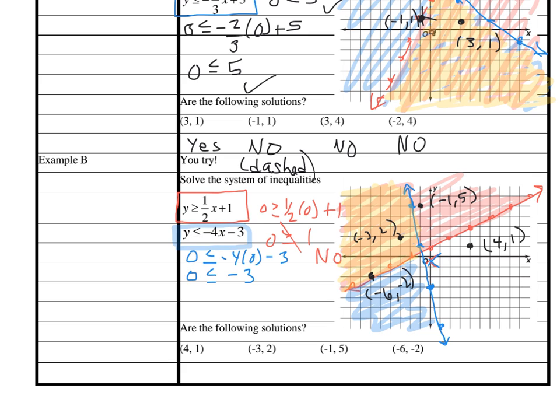Alright, so the point (4, 1): we go right 1, 2, 3, 4, up 1. That is not in the yellow area, so no, that is not a solution.